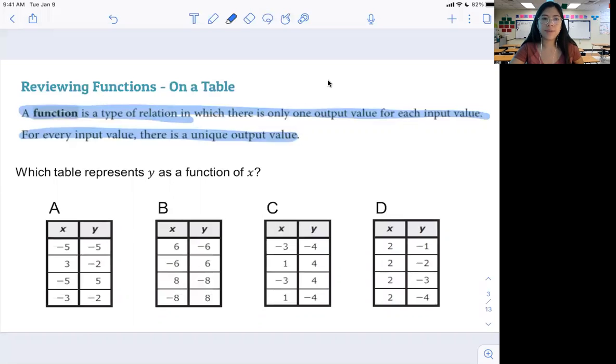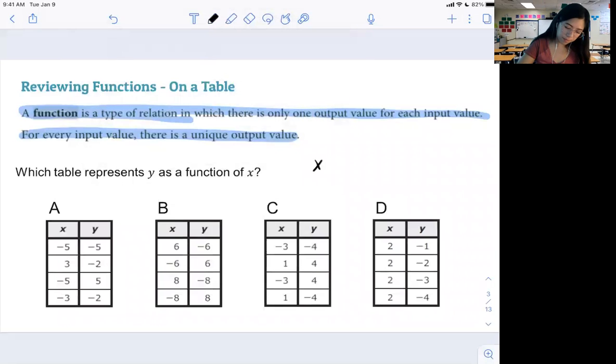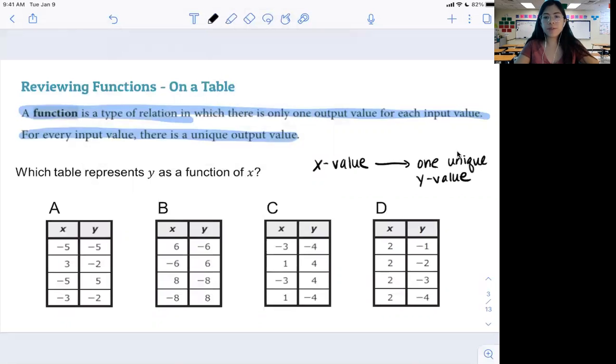Exactly. So that's the official definition of a function. And you might see a question on your EOC that's just asking what is the definition of a function. So it's important to remember what the definition is. It's a relation in which there's only one output value for each input value. So what does that mean? That means that every x value can only go to one unique y value. So if there's any y values that are repeating, then you know that you do not have a function.